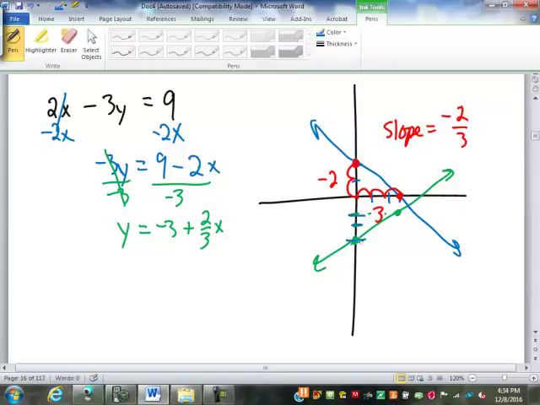Or if I took a line like this, what's the slope of that line have to be? So down 1 over 2, right? So it's a slope of negative 1/2.